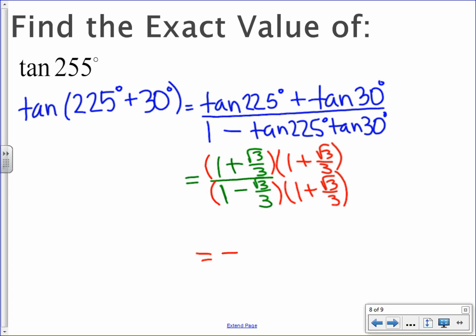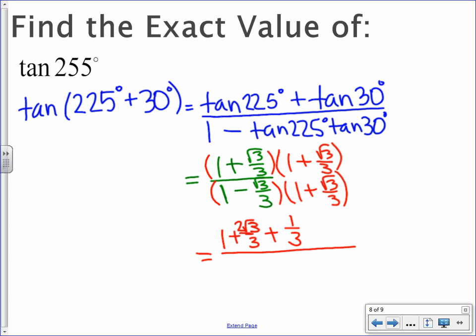Okay. All right, here we go. Talk about our numerator. 1 times 1 plus 1 times radical 3 over 3 plus radical 3 over 3 times 1. Okay, so I'm going to say that we have 2 of those, right? Plus, what's radical 3 over 3 times radical 3 over 3? 3 over 9, which is 1/3.